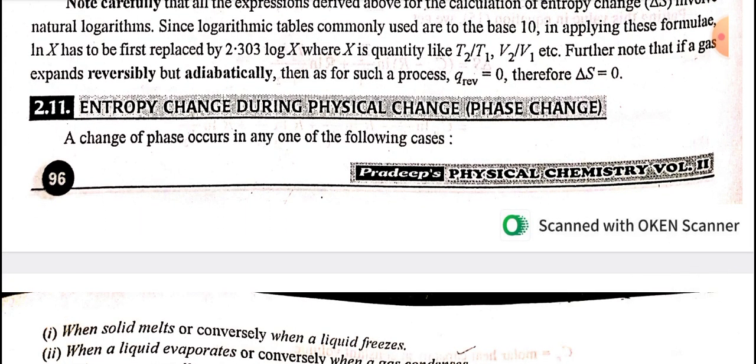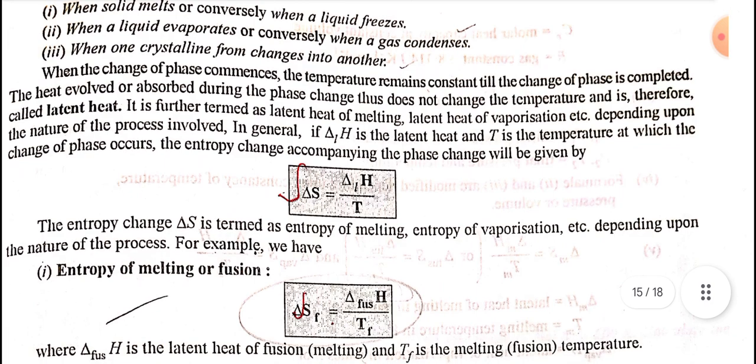Entropy change during physical change, that is phase change. A change of phase occurs in any of the following cases: when a solid melts, or conversely when a liquid freezes, when a liquid evaporates, or conversely when a gas condenses, when one crystalline form changes into another. When the change of phase commences, the temperature remains constant till the change of phase is completed.